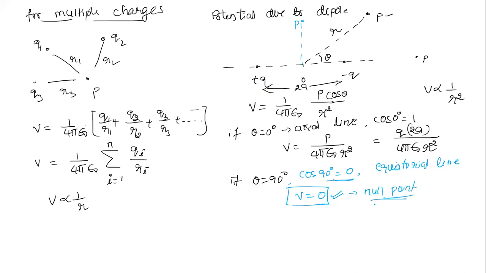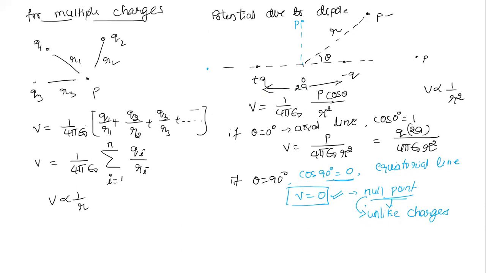Sir, does a null point exist anywhere outside? Of course, a null point exists outside this dipole also. Okay, this null point exists only for unlike charges. If charges are like, then there is no null point because potential is a scalar quantity. The potentials are just going to add up. There must be one positive charge, one negative charge. Then only we get 0 potential point or null point. This is only in the case of unlike charges.